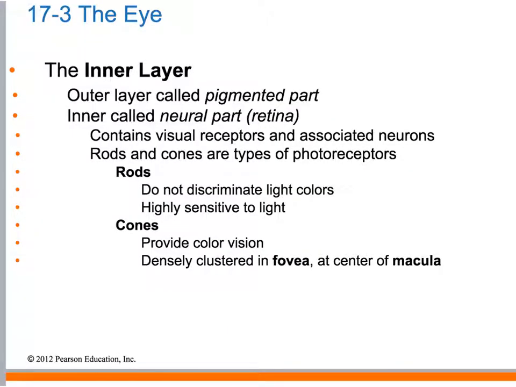Now let's go on to the inner layer of the eye. The outer layer of the eye is called the pigmented part. The inner layer is called the neural part, or the retina, and it contains visual receptors and associated neurons. The rods and cones are types of photoreceptors. The rods do not discriminate light colors, and they're highly sensitive to light. The cones, on the other hand, provide color vision and are densely clustered in the fovea at the center of the macula.